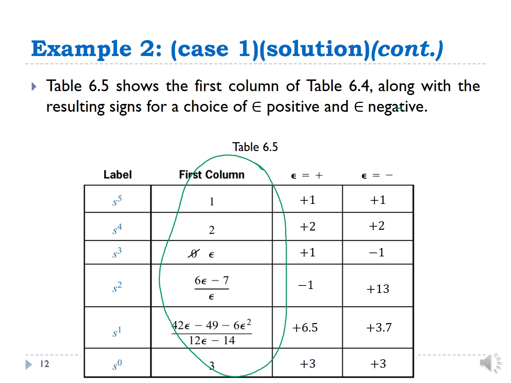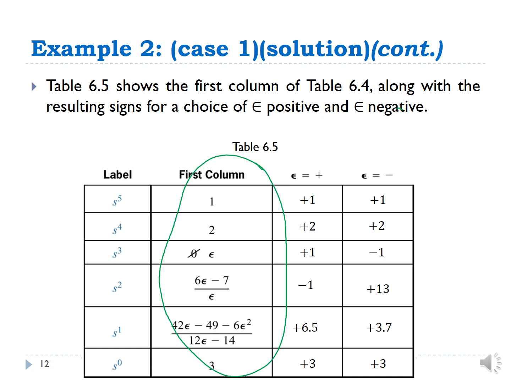Why will our attention be on the first column of the routh table only? Yes, because the stability of the closed-loop system using Routh-Hurwitz is determined based on the first column of the routh table only.